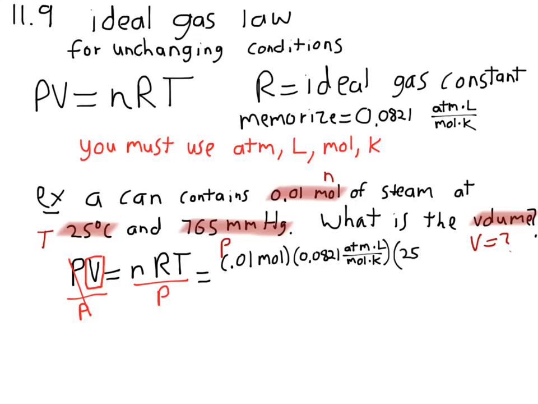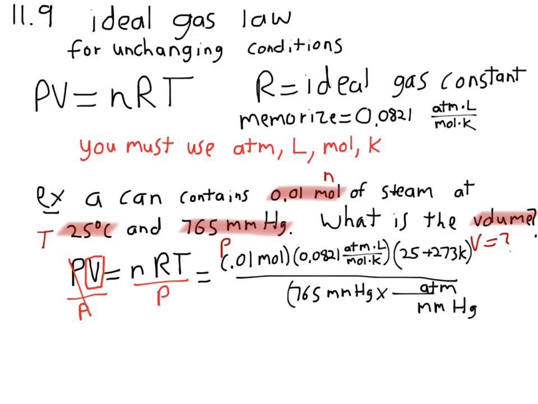My temperature is 25 degrees Celsius. You have to convert it to Kelvin, so we're going to add 273. And my pressure is 765 millimeters of mercury. I need to use atmospheres, so I will convert my units. I find the numbers that go with the pressure units on the back of the periodic table. Millimeters of mercury is 760, and atmospheres is 1.